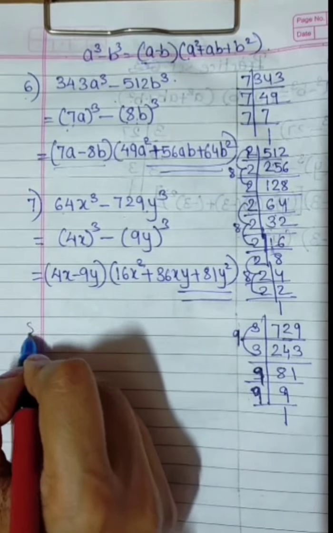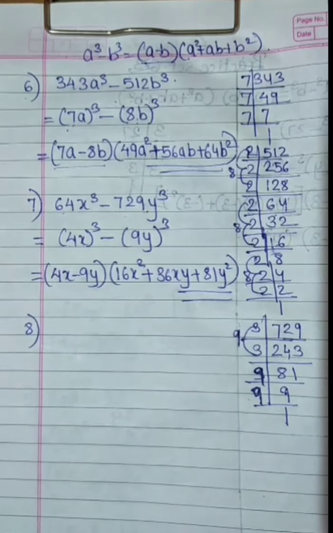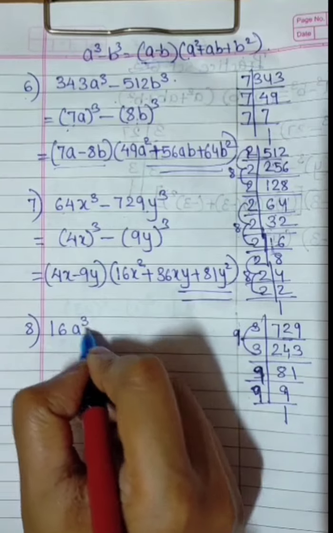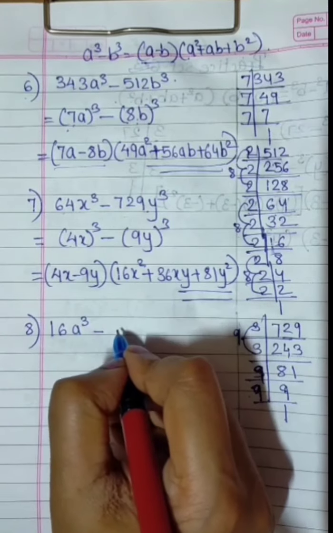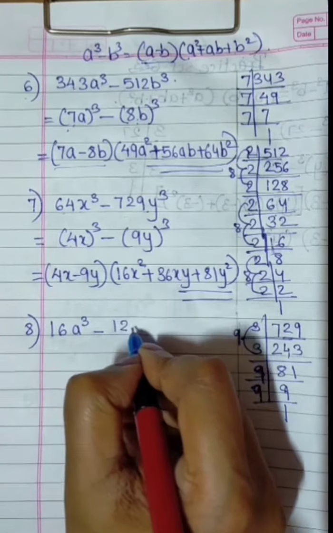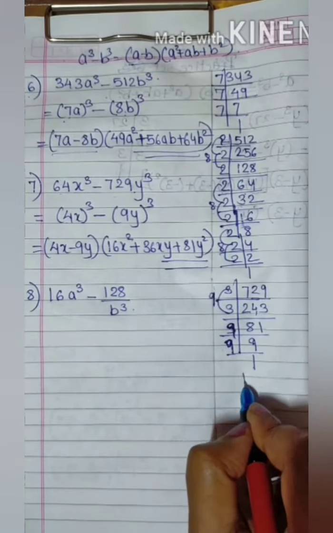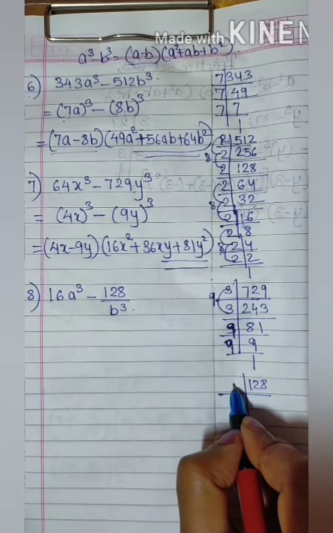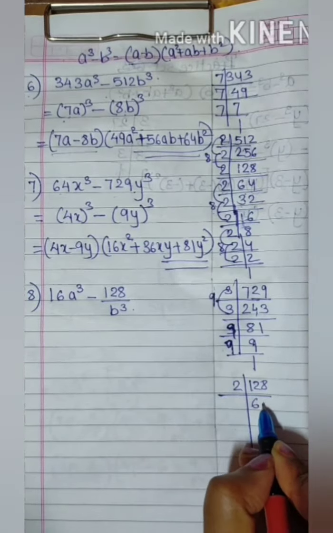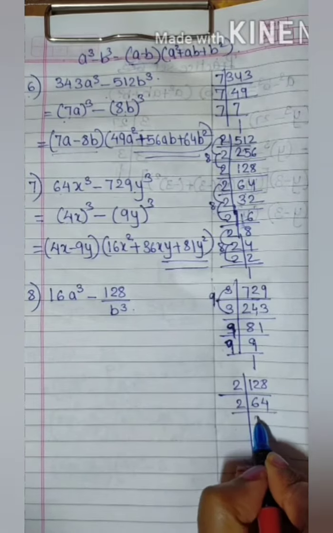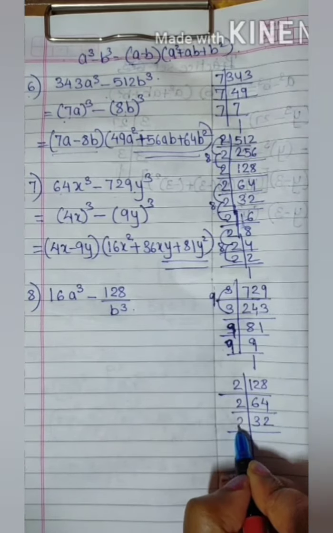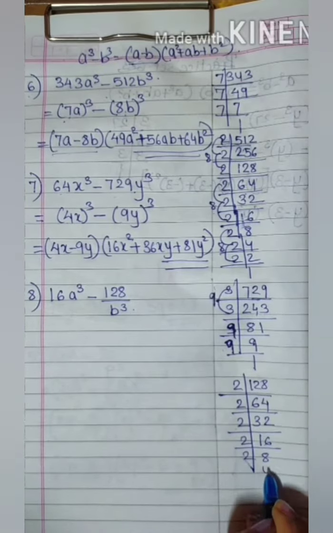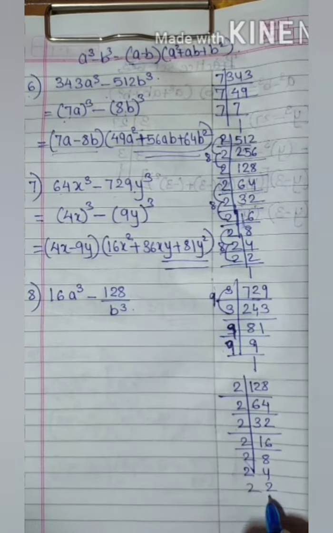Now we are moving towards 8. What is 8? It is 16a cube minus 128. Writing here, that is 128. 2 6s are 12, 2 4s are 8, 2 3s are 6, 2 1s are 2, 2 8s are 16, 2 4s are 8, 2 2s are 4, 2 1s are 2.